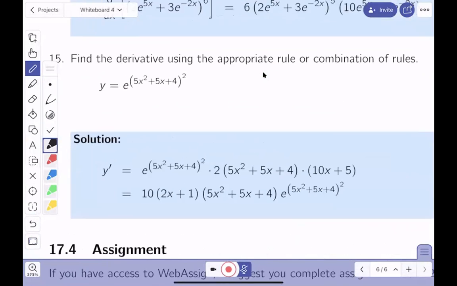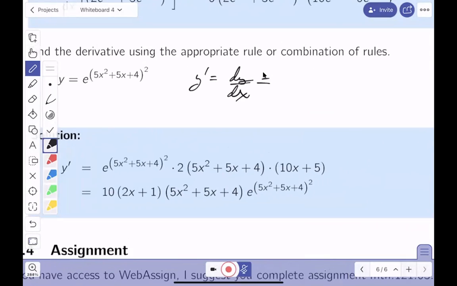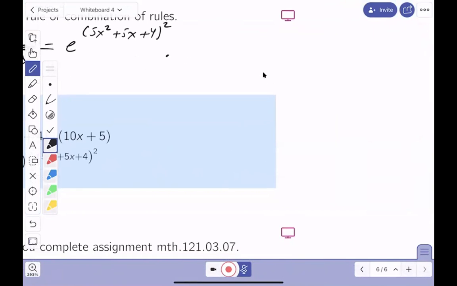What's this guy over here? Find the derivative. Well, most people write down y prime. What's y prime here? dy dx. Fairly simple to do. It's going to be e to the power. What's the power? 5x squared plus 5x plus 4 squared. Now you got to take the derivative of the power. What's that going to be? 2. I'll clean this up later. 5x squared plus 5x plus 4 to the first power. I'm not going to put the number 1 down, by the way, times derivative of the inside, which is going to be 10x plus 5.